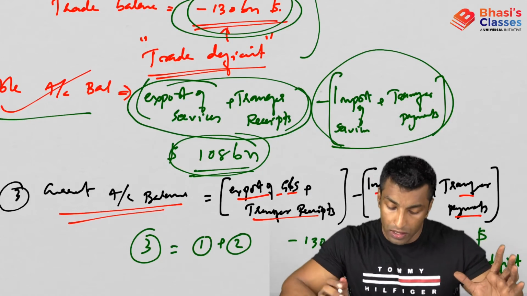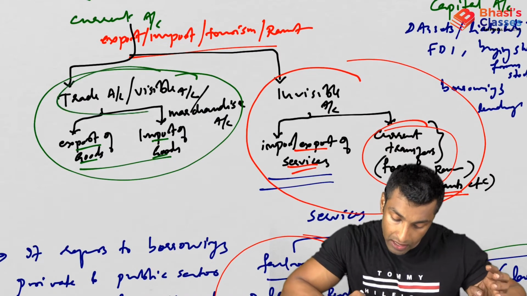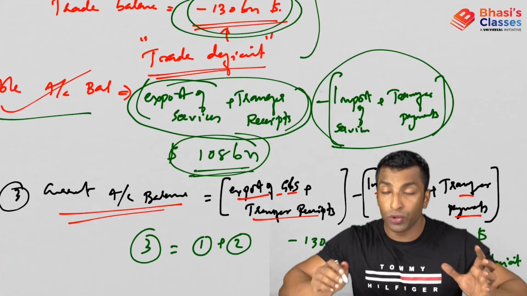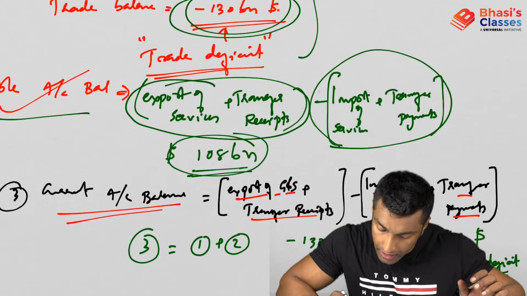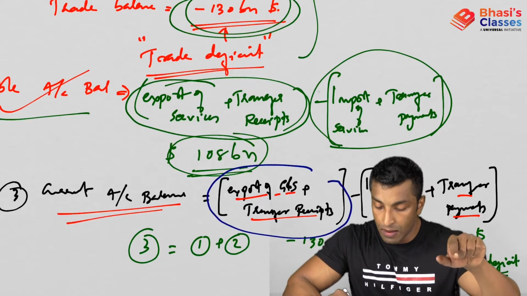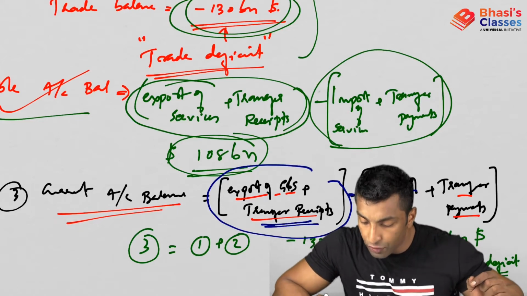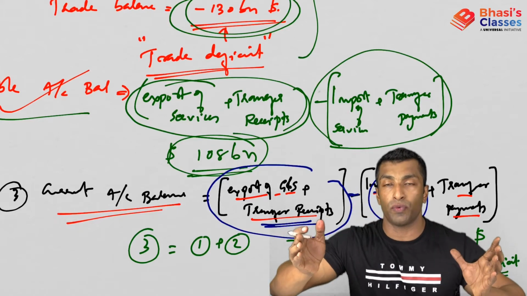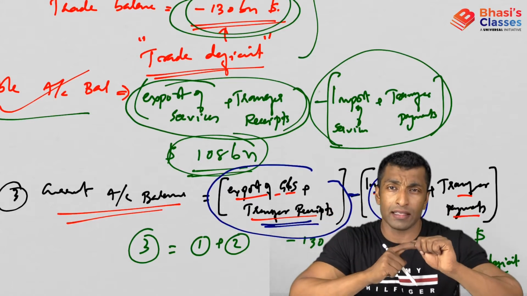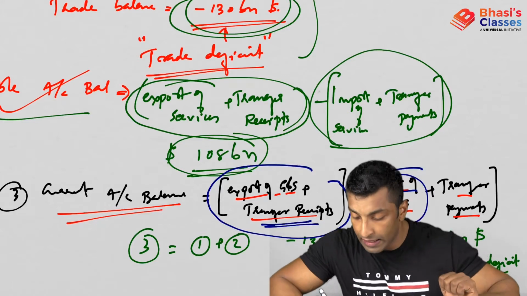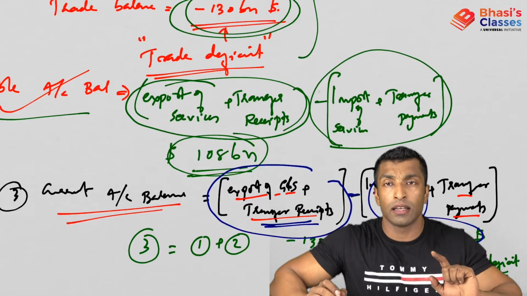What about current account balance? Current account is comprised of what? You can see here, current account comprises both trade account as well as invisible account. So what we need to do is add both. Export of goods and services plus transfer receipts, these are inflow, minus import of goods and services plus transfer payments, these are outflow. When you take the difference, you will get the current account balance, and it should be positive, but in India's case it is actually negative. And I have told you if it is negative, we also call it current account deficit.